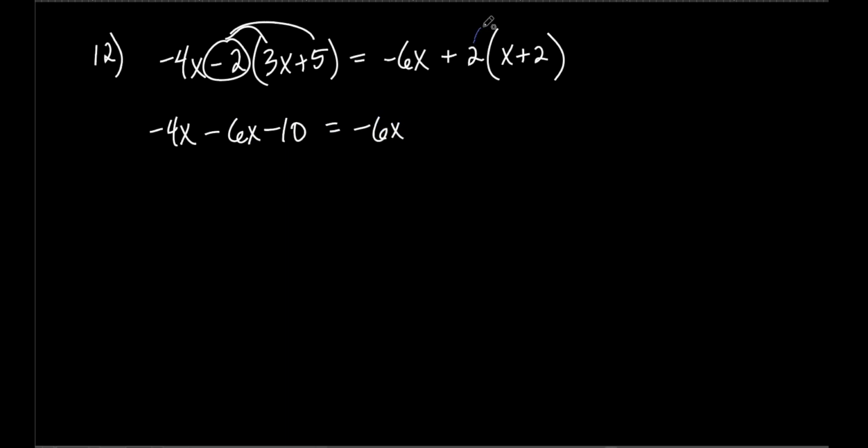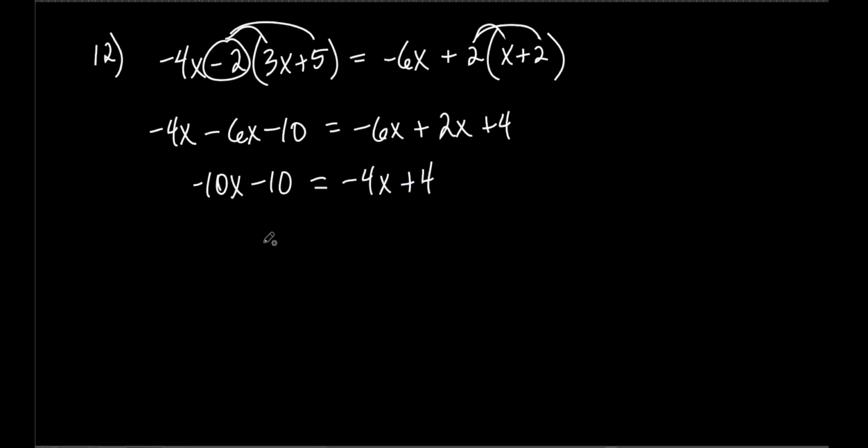Now I have to take this 2 and distribute it through this parentheses. It's a positive, so I can just keep it plus 2x, and then positive 2 times positive 2 is positive 4. Add like terms: negative 4x minus 6x is negative 10x. Minus 10, you just bring that down. Right here, negative 6x plus 2x is negative 4x, and then plus 4.